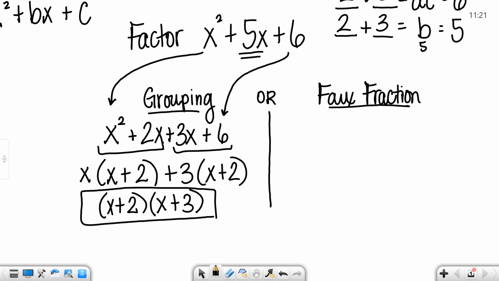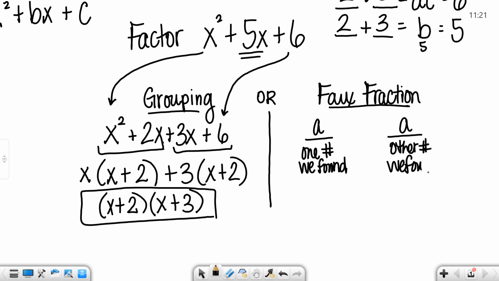All right? Now, faux fractions, here's what we would do. We take our a value and we put it over one factor we just found. Okay, we put it over one number we found. Then we take a and we put it over the other number we found. Okay, so here's what that would look like. Now, when we take a, we put the x with it. All right, so our a value in this particular problem is 1. So we have a 1x over one of the numbers we found was 2. The other number we found was 3.